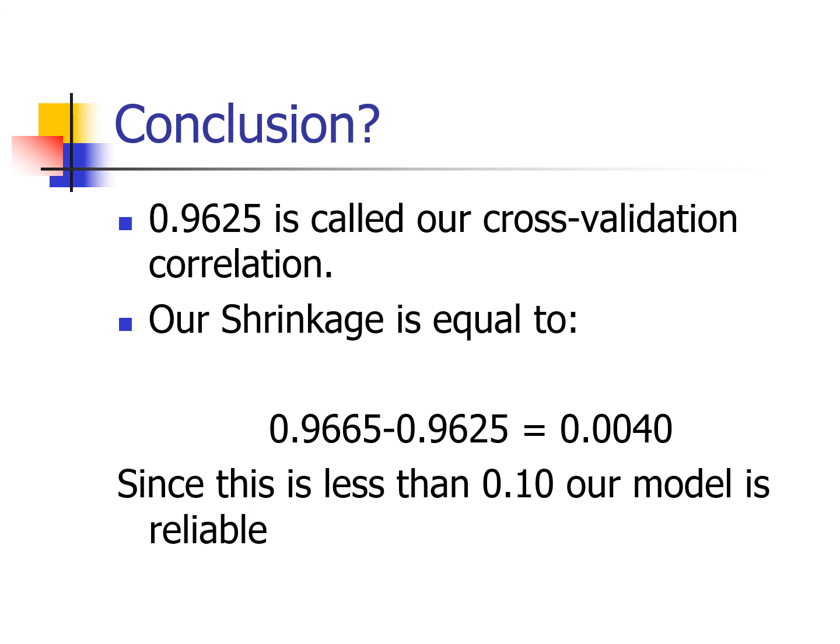So it's the cross-validation correlation. It's the R squared for our holdout data set. Our shrinkage then is the original R squared, 0.9665, minus the R squared from our holdout data set, 0.9625. That's 0.0040, which is quite a bit less than 0.10, indicating that this particular model is very reliable. It's highly reliable.